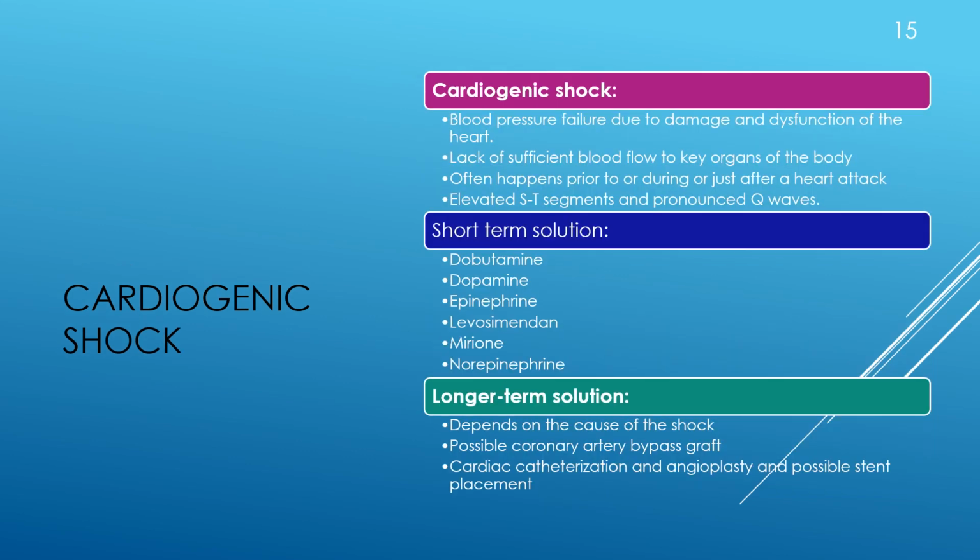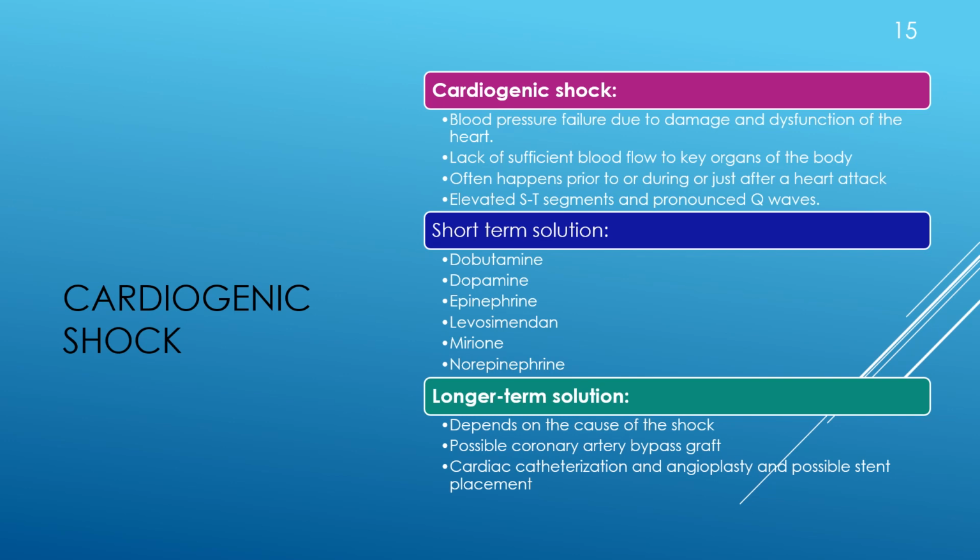To further our discussion about cardiogenic shock, I wanted to go over a little bit more of the highlights. Typically, you have a severe drop in blood pressure due to damage or dysfunction of the heart. So you'll definitely be hypotensive. You'll have a lack of sufficient blood flow to key organs in the body. You may have elevated ST segments and pronounced Q waves. These are some of the signs and symptoms, as I mentioned earlier on the previous slide.